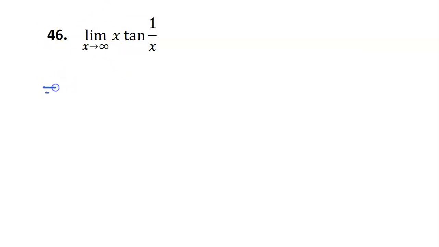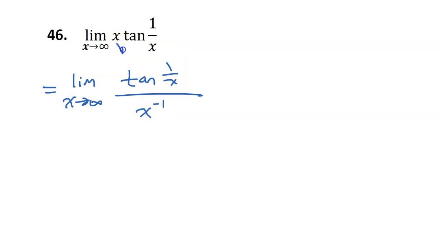So this would be the same thing as the limit as x approaches infinity of tangent 1 over x over x to the negative 1 power. So I just took this x and I dropped it down. Now, as x approaches infinity, the numerator is going to approach the tangent of 0 because 1 over x will approach 0, and then the tangent of 0 is equal to 0. So the numerator is approaching 0. And what about the denominator?